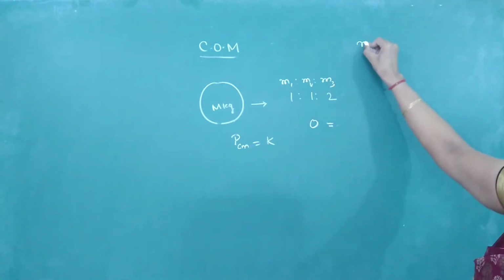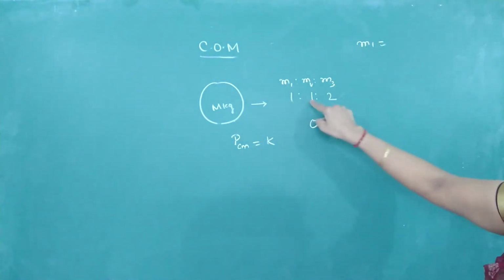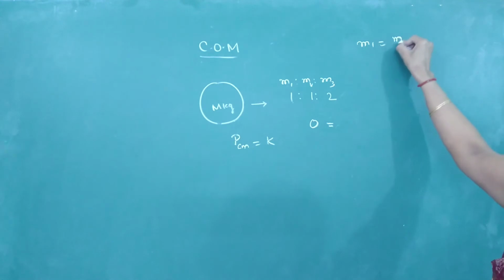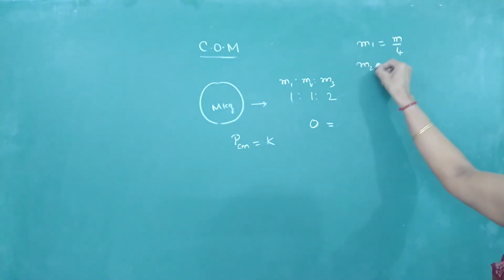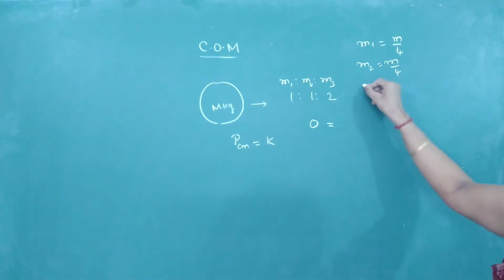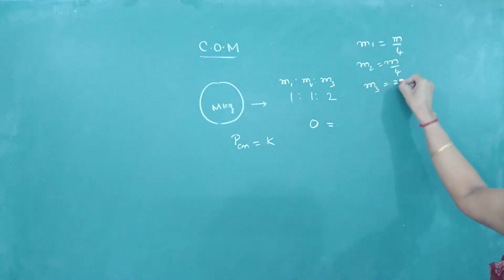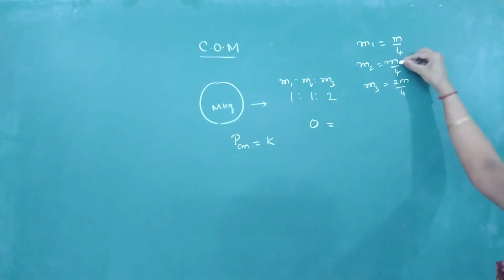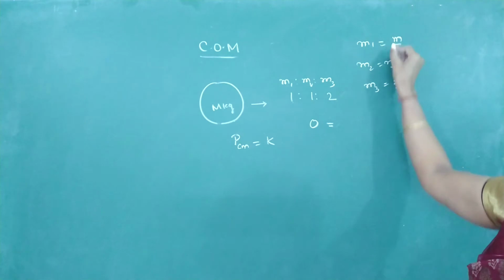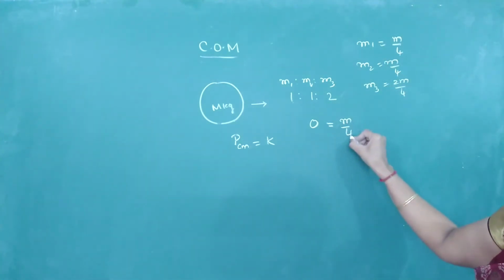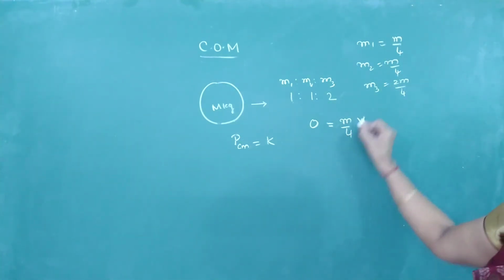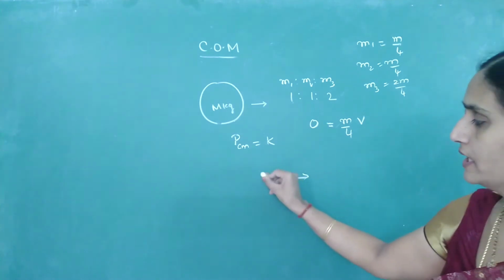So how to write m1, m2 and m3? It's one part out of 4, so it's M by 4. m2 is M by 4, 1/4 of the total mass. m3 is 2M by 4. So you know the masses. m1 is M by 4. Its velocity is v, but they are moving in mutually perpendicular directions.